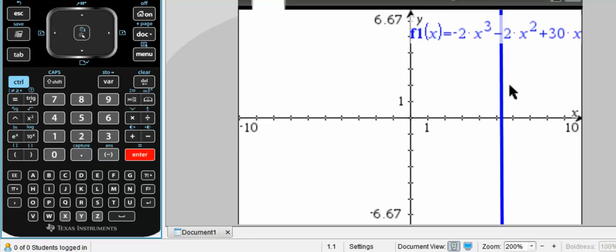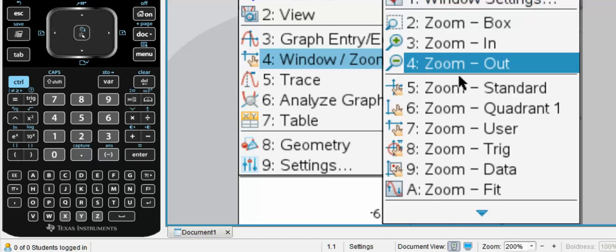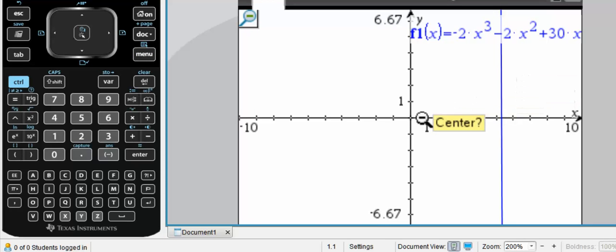And here's the graph that we get in our standard view. And it looks like we have 1 zero, but I'm not sure if that's the only one. So it would be a good idea to zoom out and see if there's any other behavior that we can recognize on this graph.